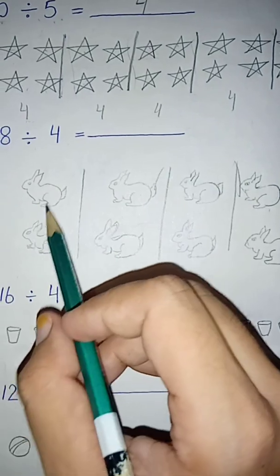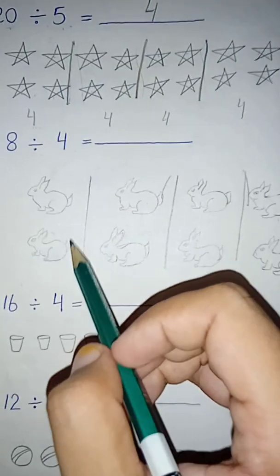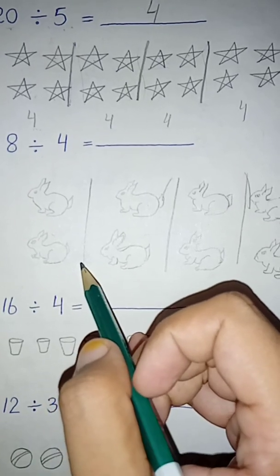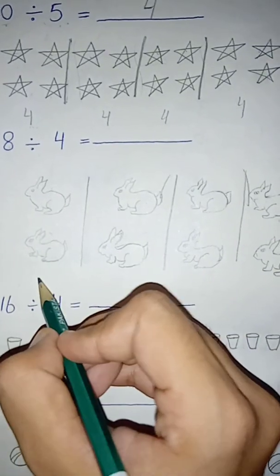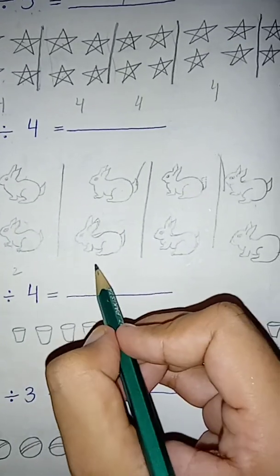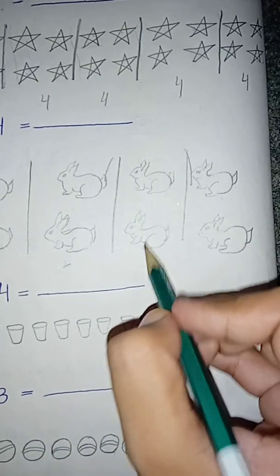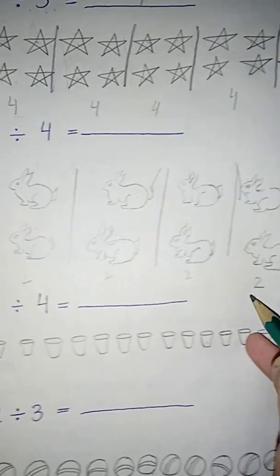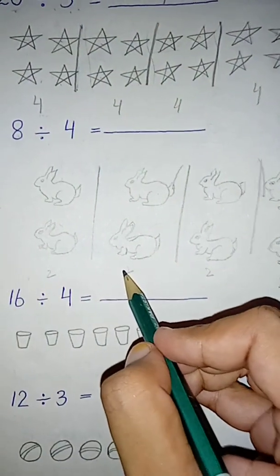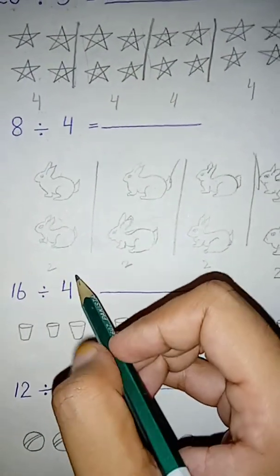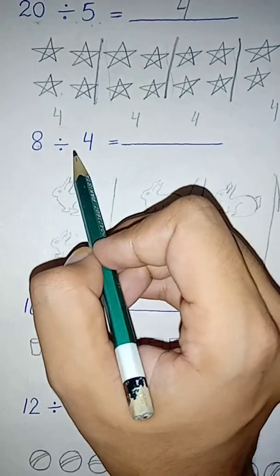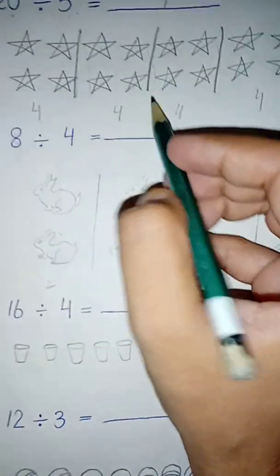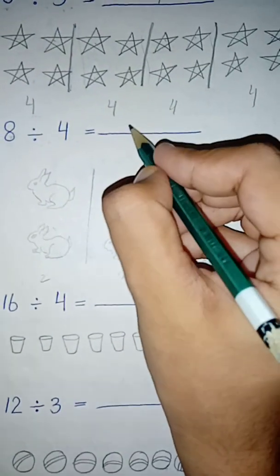Now we divide these rabbits into 4 groups. Now we will count how many rabbits are in each group. 1 2, 1 2, 1 2, 1 2. Now in each group we have 2 rabbits. So our answer is 2. When we divide 8 by 4, our answer is 2.